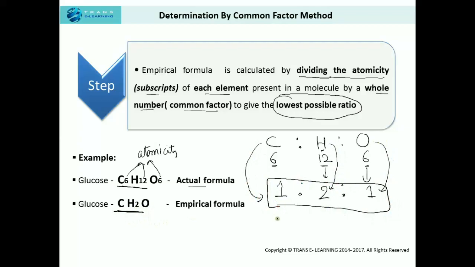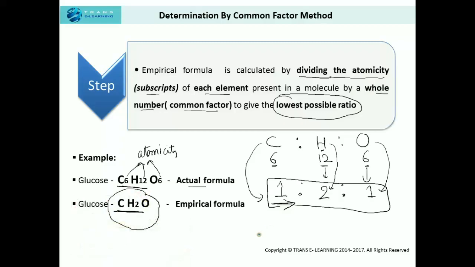And if you consider the conditions for an empirical formula, that is positive integers and no common factor, these two are justified by this. This ratio represents positive integers and they have no common factor among them. So CH2O represents the empirical formula of glucose.